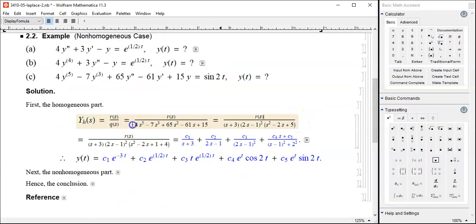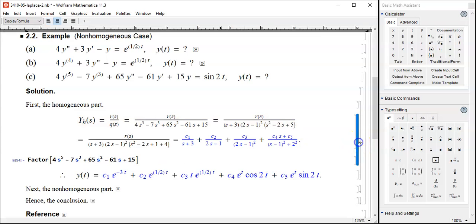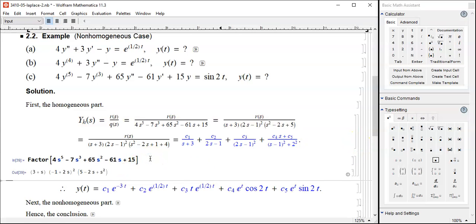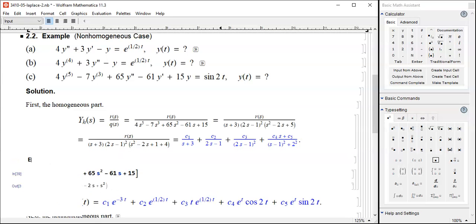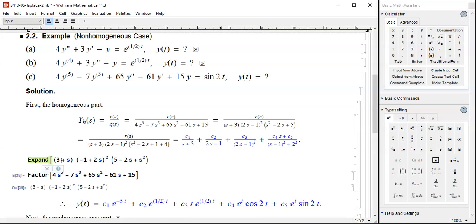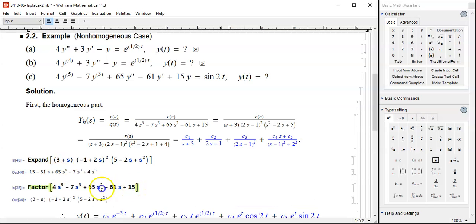Okay, so this denominator here is the characteristic polynomial, and if you factor it correctly, you're going to get this: s plus 3, 2s minus 1, total quantity squared, and s squared minus 2s plus 5. How did I get that? Factor command, and then this is what Mathematica spits out. Oh, by the way, another interesting command, the expand command, does the opposite. Copy and paste this one, and then let it run, and you're going to get this one.